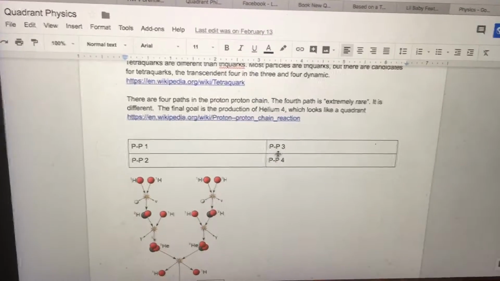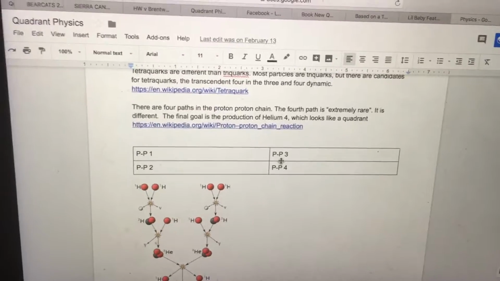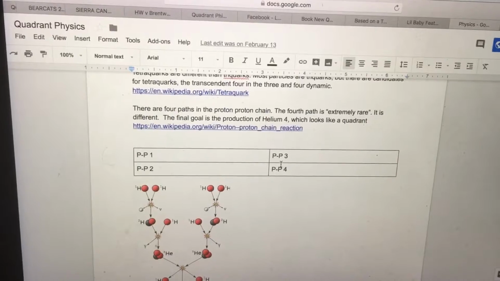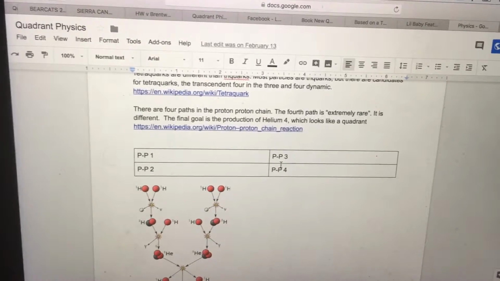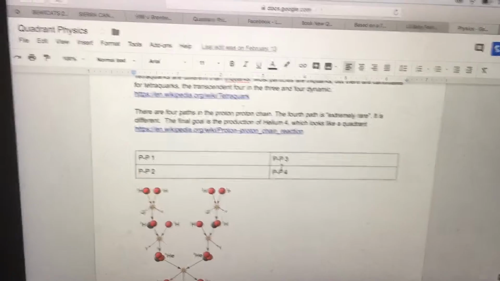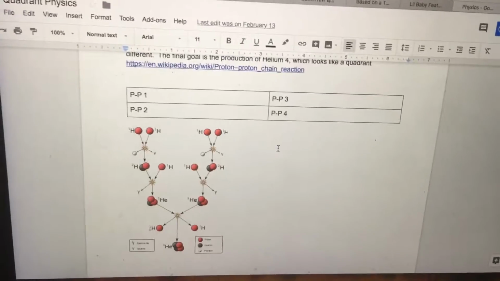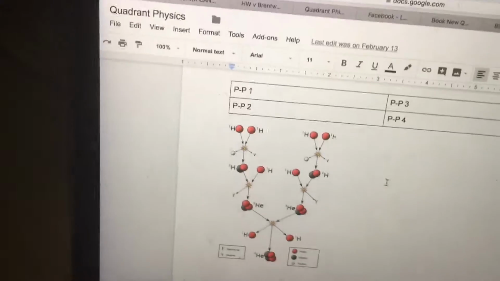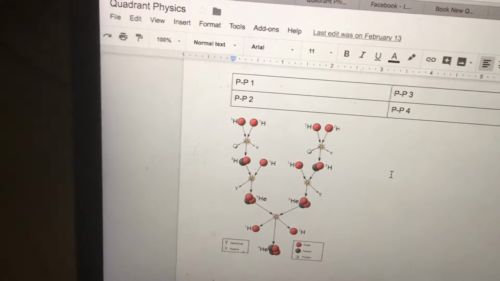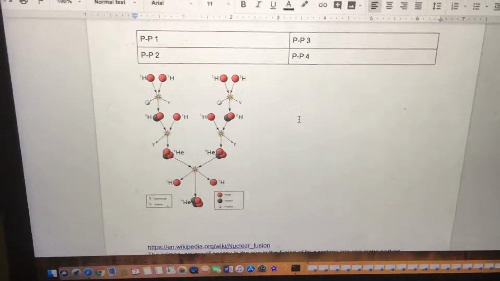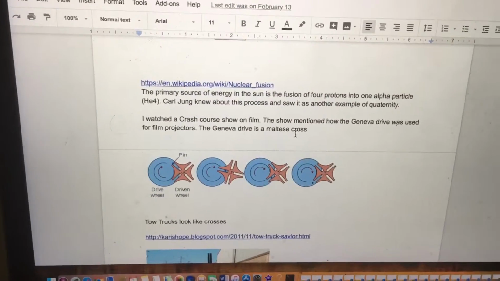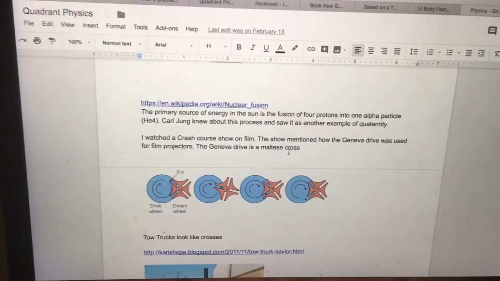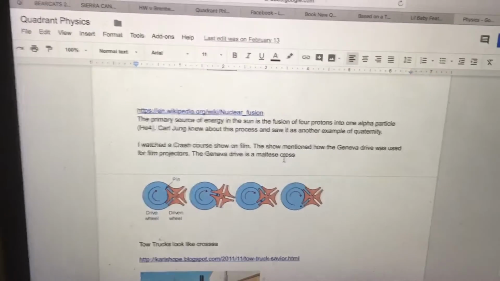So there are 4 paths in the proton-proton chain. The 4th path is extremely rare. It's different. The final goal of the proton-proton chain is the production of helium-4. Helium-4 looks like a quadrant. 4 protons, or 2 protons and 2 neutrons, making a quadrant. The primary source of energy in the sun is a fusion of the 4 protons into 1 alpha particle.